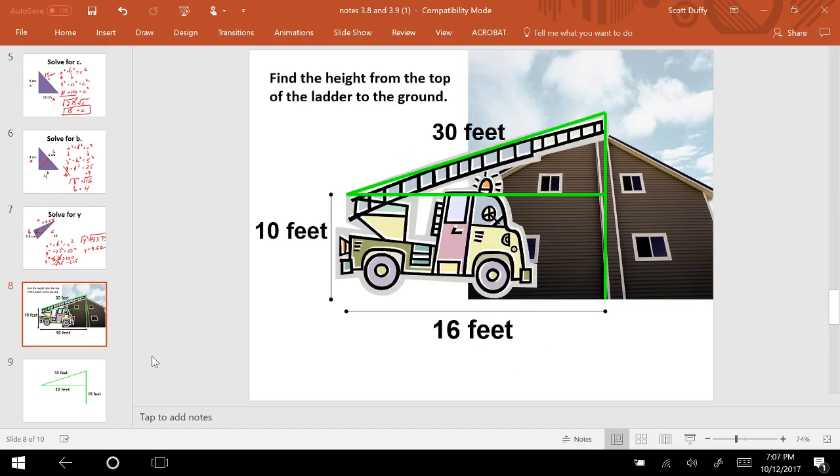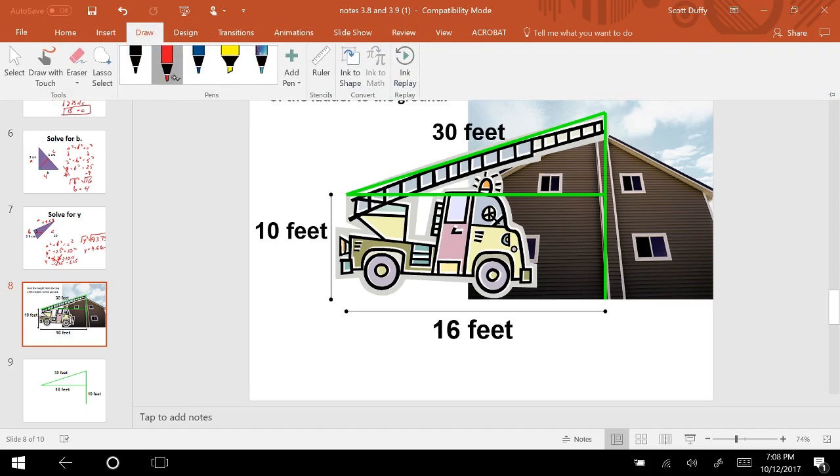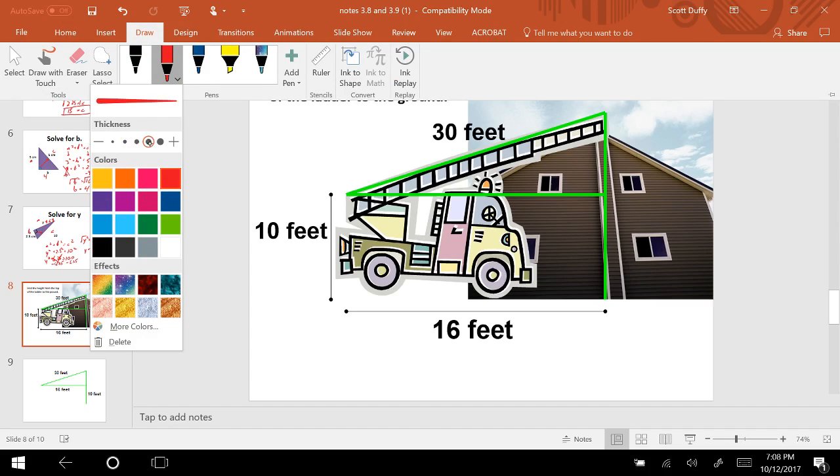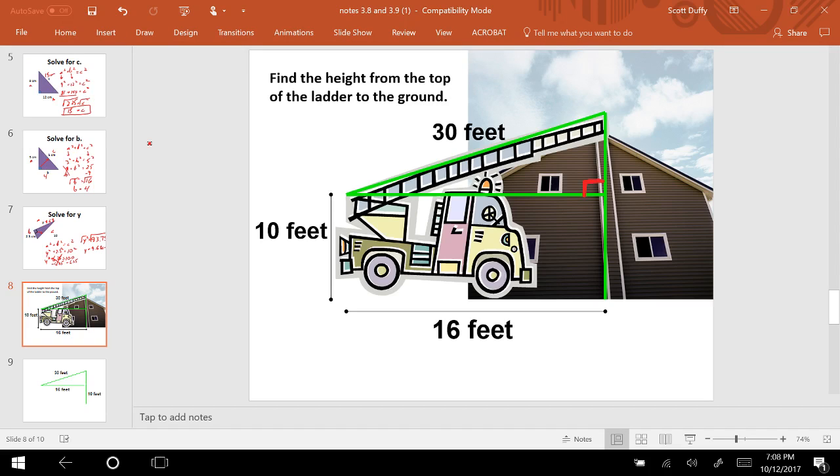Find the height from the top of the ladder to the ground. So we know in this triangle, it's a little bit bigger, that this side and this side of this triangle form a right angle. And we know that this side of the triangle is 16 feet because it's the same as the horizontal bottom. And what we know is this is 10. So what we have to do is solve for this part of the height. We'll call that x for right now because we don't know it. And then we're looking at it and we say this is across from the right angle, so this is our c side, and then this can be a and b.